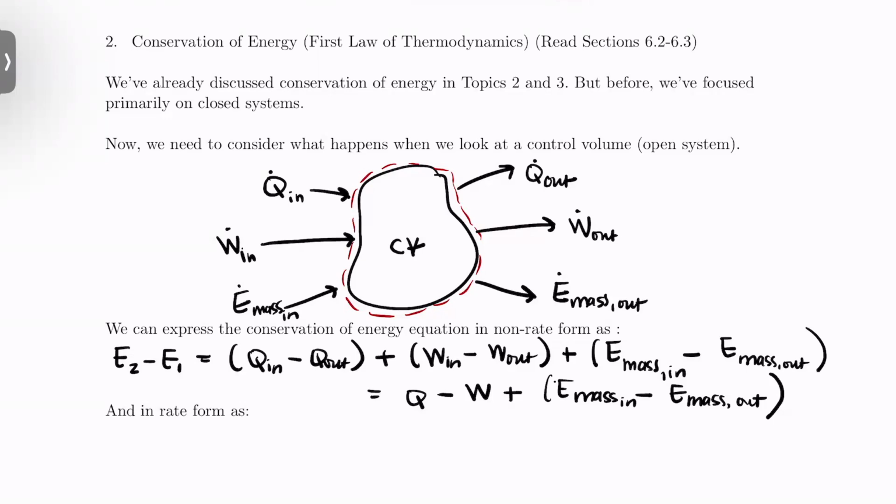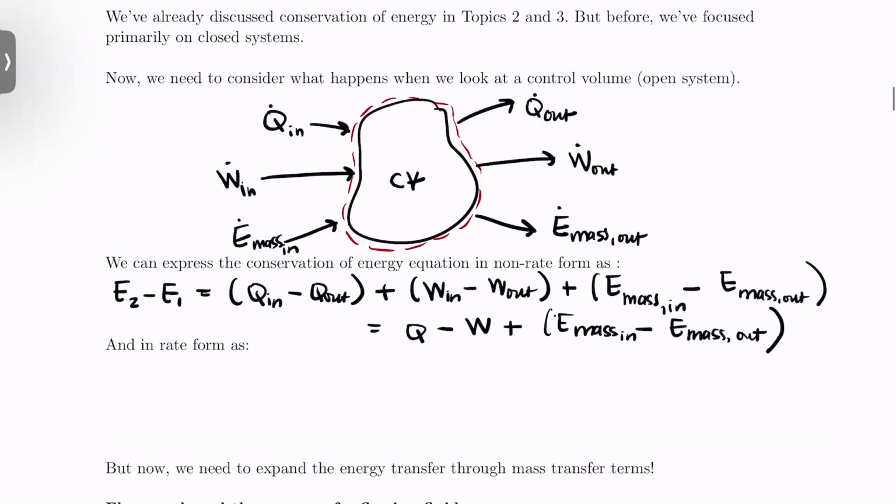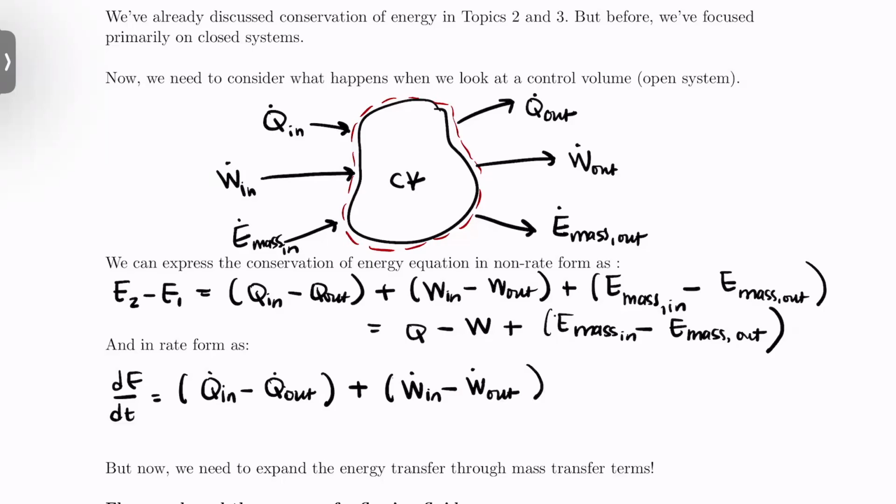Essentially we are going to take a time derivative of all of the terms in this equation and we get the following. So we have the time rate of change of our total energy in our system is equal to Q dot in minus Q dot out plus W dot in minus W dot out plus E dot mass in minus E dot mass out.